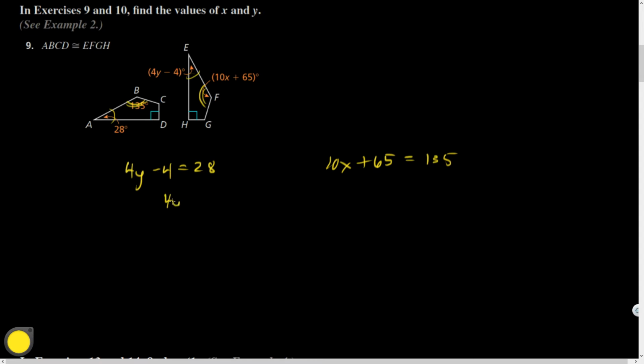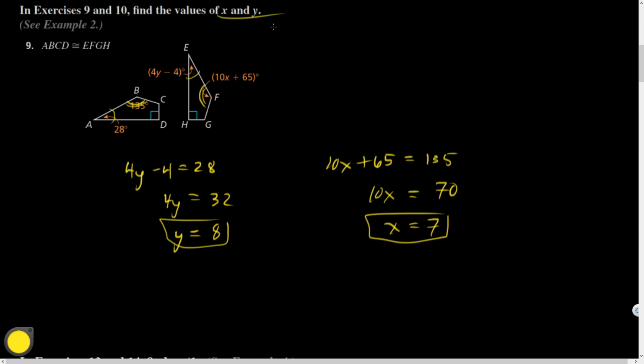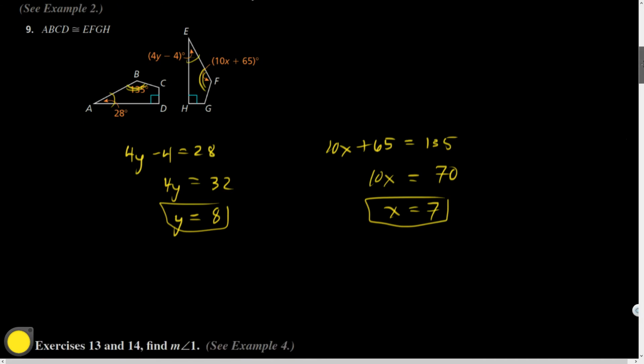Add 4 to both sides. 4y equals 32. Divide both sides by 4. y equals 8. And over here, subtract 65 from both sides. 70. Yeah. And divide both sides by 10. Voila. Now, they did only ask me for the values of x and y and not the measures of those angles, so don't fall for that one.